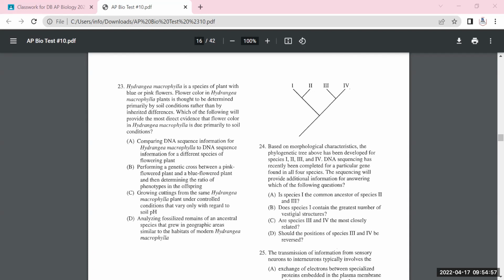Okay. 23. Hydrangea macrophylla is a species of plant with blue or pink flowers. Flower color in Hydrangea macrophylla is thought to be determined primarily by soil conditions rather than by inherited differences. Which of the following will provide the most direct evidence that flower color in Hydrangea macrophylla is due primarily to soil conditions?